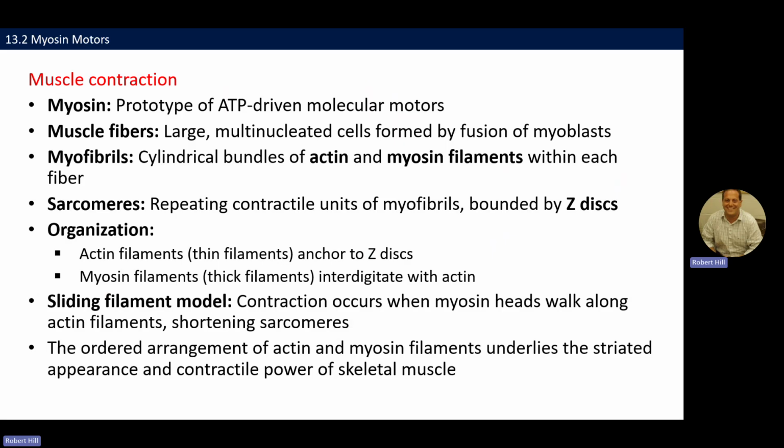Right? And basically, what happens is myosin heads, which is a particular domain of the protein, literally walk along actin filaments, and they pull them inward and subsequently shorten the sarcomere. So, it's this very organized alignment of actin and myosin that gives skeletal muscle both its striated appearance, right? Striated meaning it's filled with striations or lines, and also it gives the skeletal muscle its mechanical strength.